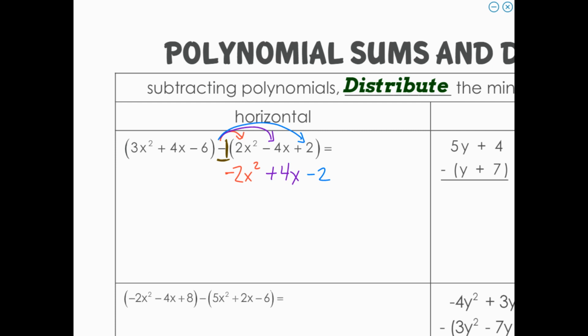Now I can go ahead and combine my like terms just like I was adding them. So I've got 3x squared and negative 2x squared. That gives me 1x squared. Now I've got 4x plus 4x, which is 8x. And then negative 6 and negative 2, negative 8. What did I say? Oh.